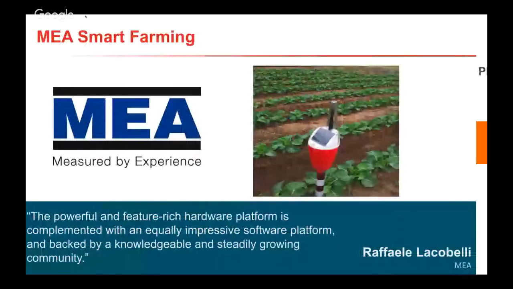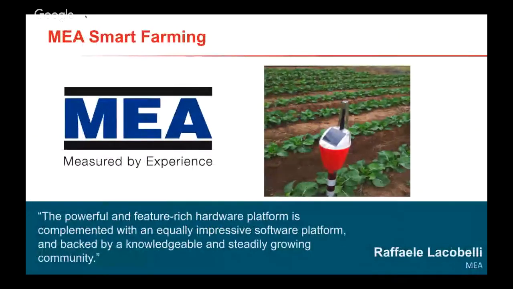So this is one application. This is MEA, a smart agriculture application, a company based in Australia. What they did was they used the Mango Green platform because that was what was available last year. And they connected a Zigbee module to it. And they were able to measure a bunch of soil sensors in the field.